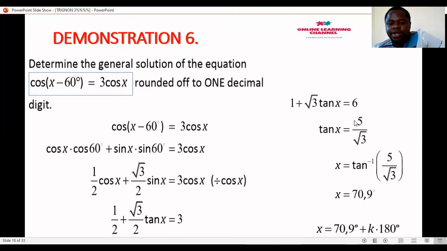Just multiply throughout. So now you transfer this to the other side, it will be 6 minus 1, which is 5. And then you divide by root of 3, which will give you 5 over root of 3. Then x is equal to arctan of 5 over root of 3, which is x equals 70.9 plus k multiplied by 180 degrees, because that's the general formula for tan, whereby k is an element of an integer.